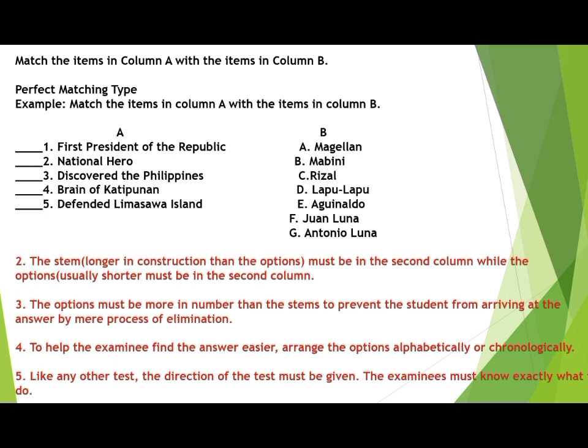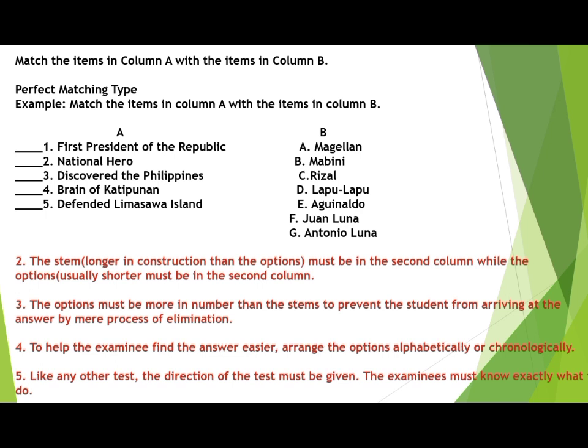So, number 4, to help the examinee find the answer easier, arrange the options alphabetically or in chronological order. So, hindi ka na pwede nga magbutang random from Z, X, to O, back to Z, back to C. So, dapat, para mabuligan mo man ang estudyante nga hindi magkalibog, kag hindi magkarasakit ila mata sa pagpangita. So, i-arrange mo na daan alphabetically, chronologically. So, dapat naka-arrange na to at least help them.